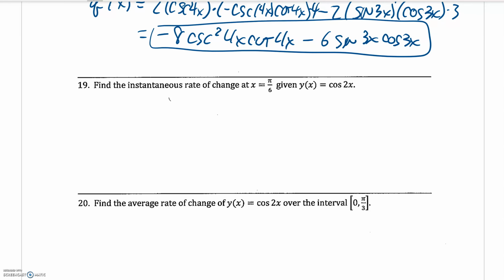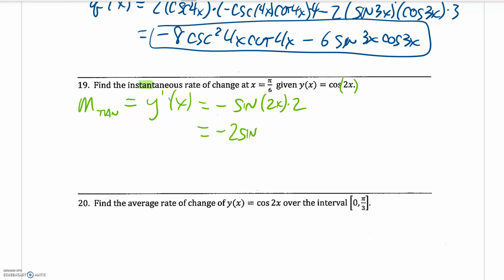All right, so here we go with number 19. It says instantaneous, which has got tangent built right into it, so that's a reminder for us that we are going to go find the slope of the tangent line, also known as the derivative. So we have what seems to be a chain rule situation. We've got cosine outside, so the derivative of that is negative sine of the stuff times the derivative of the stuff. Cleaning that up, we turn that into negative 2 sine of 2x.